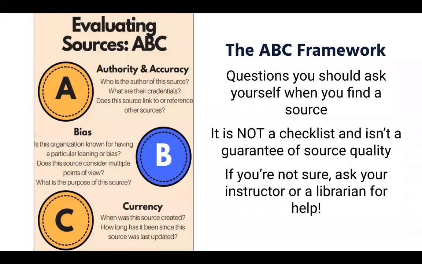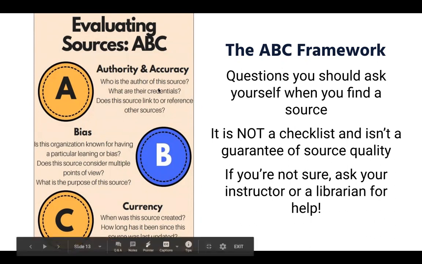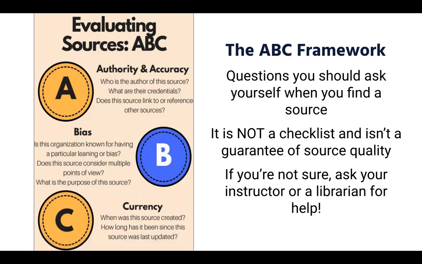Authority and accuracy, bias, and currency are all things that I encourage you to consider. So who wrote the source? What are their credentials? How do we know that they know what they're talking about, that they're qualified to talk about this topic? Does the source link to or reference other sources? That's extremely important. If you can't tell where they got their information, you should move on to a different source.